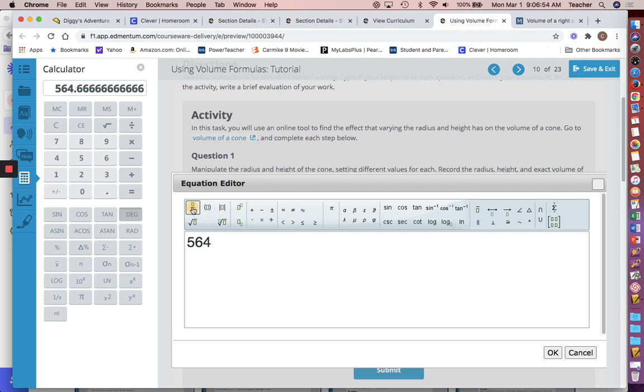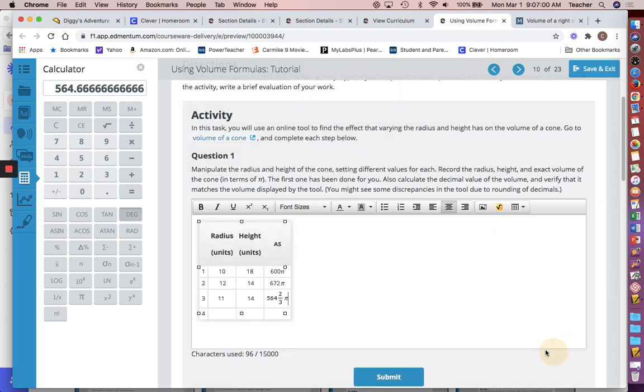564 and 2/3 pi. Okay. 0.6 is a 2/3. That's a really good one to have memorized. Just like a repeating 3 is a 1/3, a repeating 6 is a 2/3.